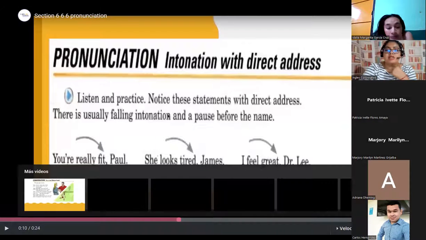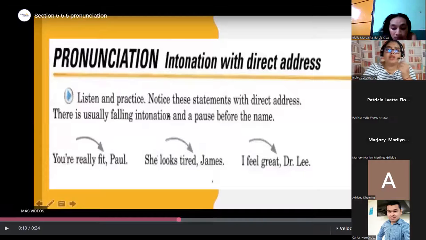Okay, this one is just like explaining the falling and rising intonation. Es más que todo hablar, ¿verdad?, de lo que es la pronunciación y cómo baja la pronunciación cuando tenemos diferentes elementos. En este caso, aquí lo dice. En las oraciones, ¿verdad?, con direct address, siempre vamos a utilizar un falling intonation y una pausa antes del nombre, ¿verdad?, antes de decir el nombre de la persona con la que estamos hablando, así como aparece en los ejemplos.